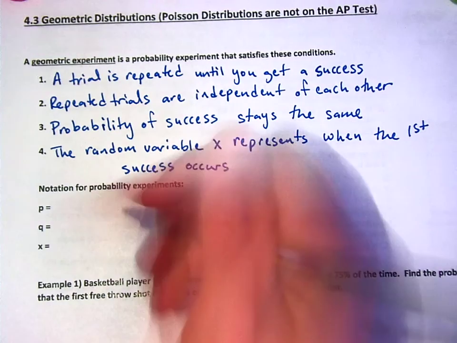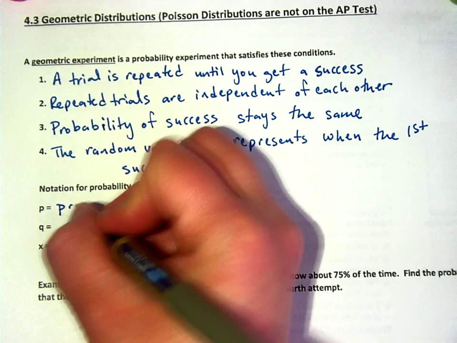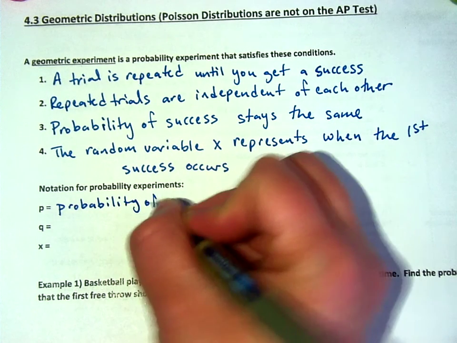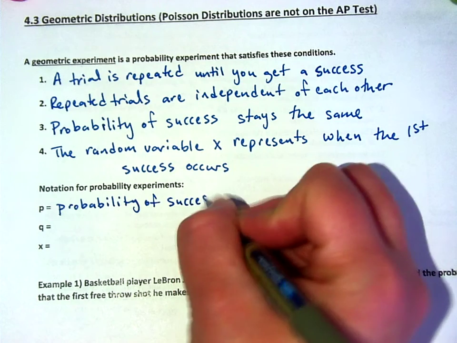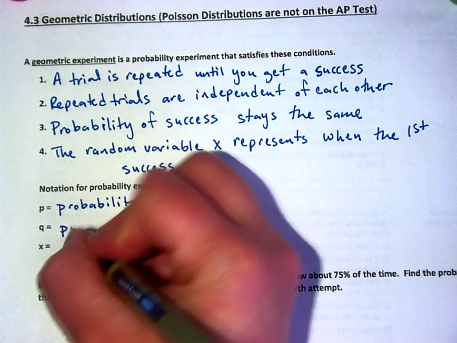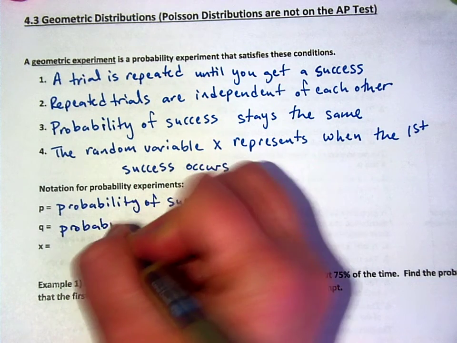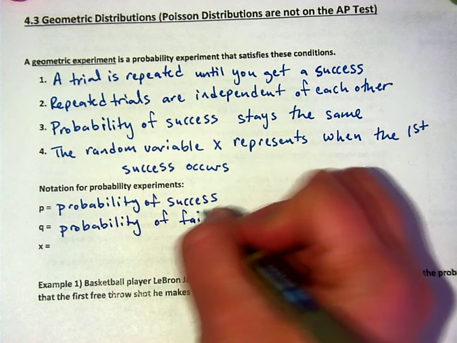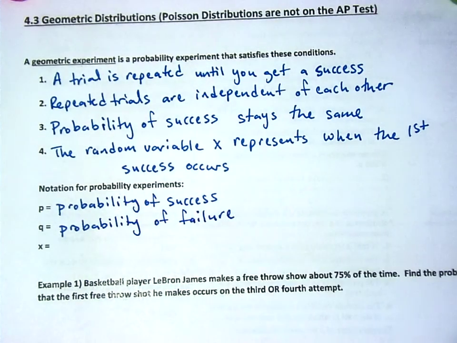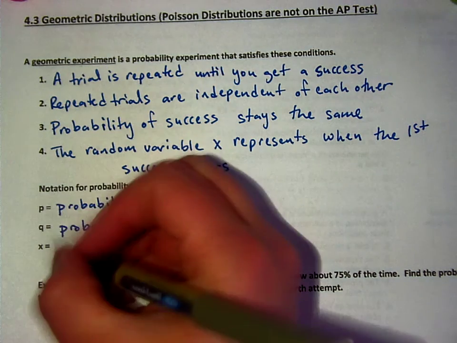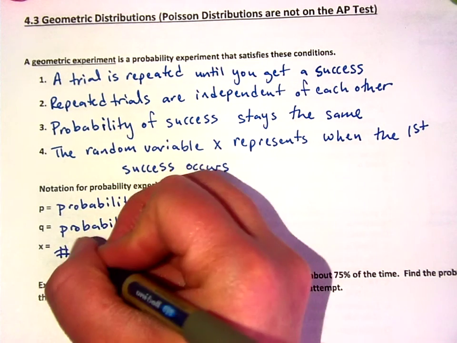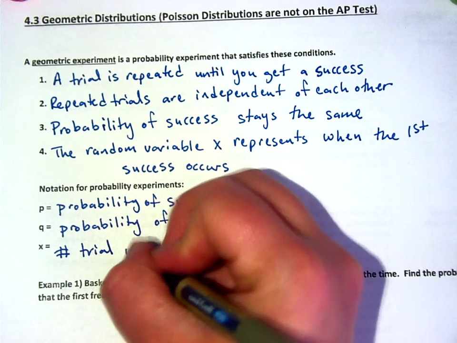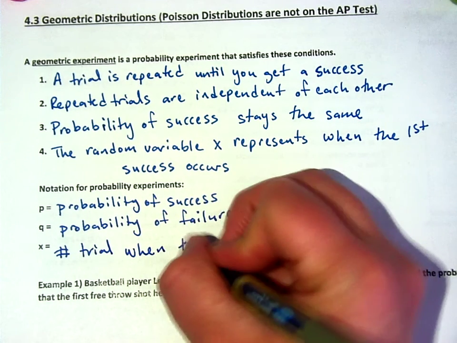So just like before, P is the probability of success. Q is the probability of failure. And X is the numbered trial when the first success occurs.